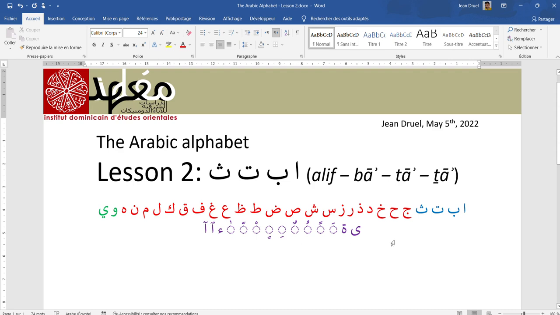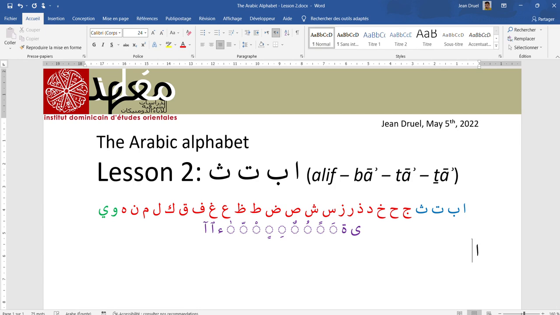So we're going to see them all, and lesson after lesson, more and more letters will become blue, so that we can see our progress in the alphabet. At the end of the 12 lessons, everything will be blue and you'll be ready to read everything. So let's begin.